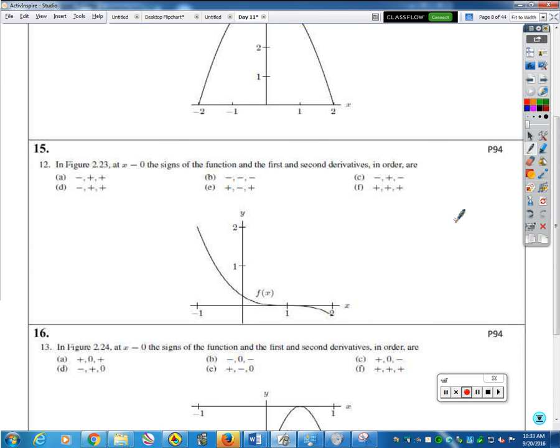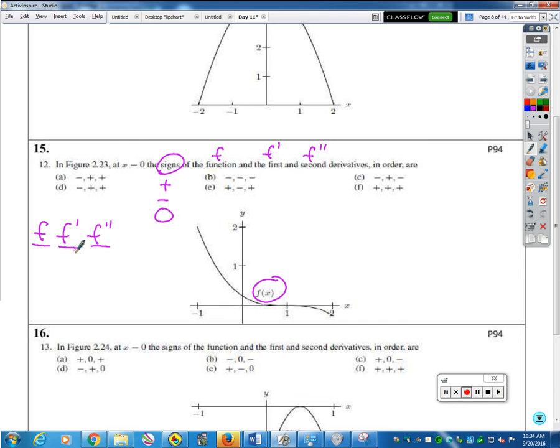Question. Okay. 15. They give us a function, f of x, in the picture, and they ask us to indicate the signs. The word sign here means we're supposed to have either a plus, a minus, or a 0. It says the signs of the function. The function is f. The first derivative of the function is f prime. The second derivative of the function is f double prime. They want to know the signs of those three: f, f prime, and f double prime. Questions so far?